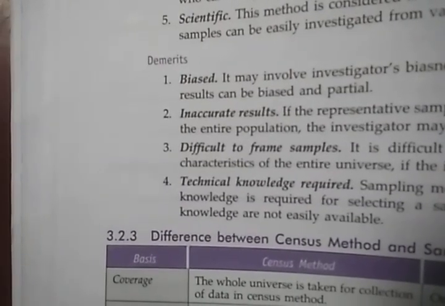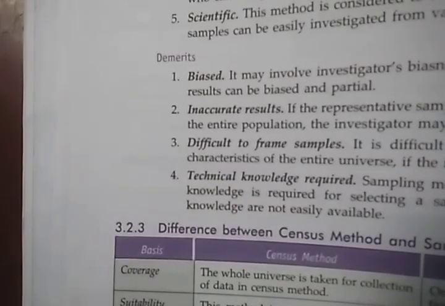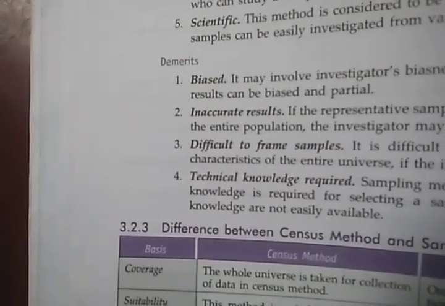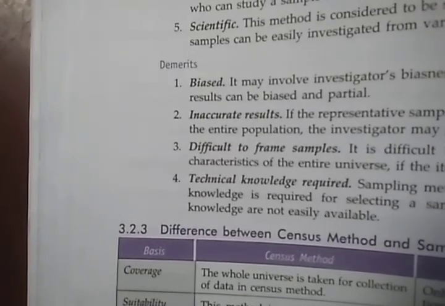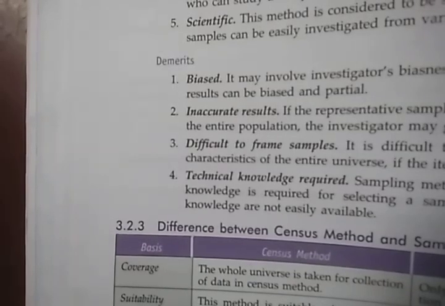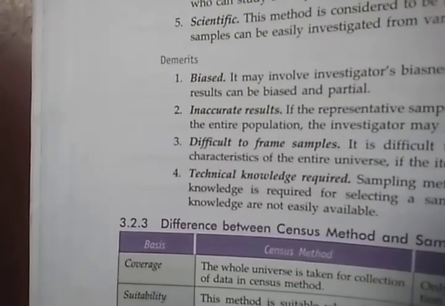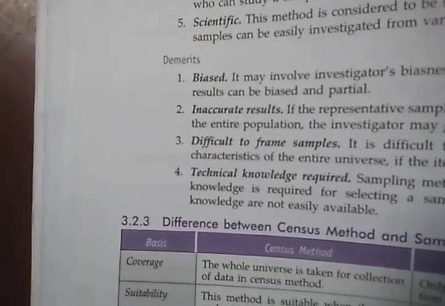Now the demerits. Biased. Why is it called biased? Because who collects the data has some partiality. Suppose he does not like a particular group of people, he cannot take data properly, or he gives opinion against them. Number two, inaccurate result. Actually, sampling method is just like an average, not actual data. So the result may be inaccurate.